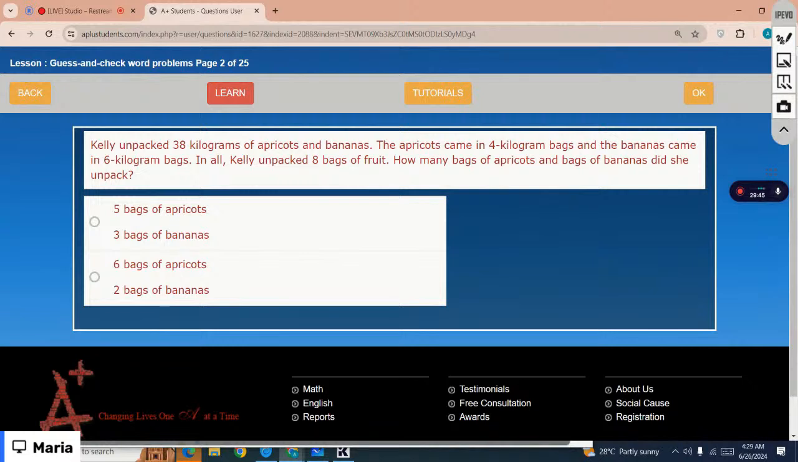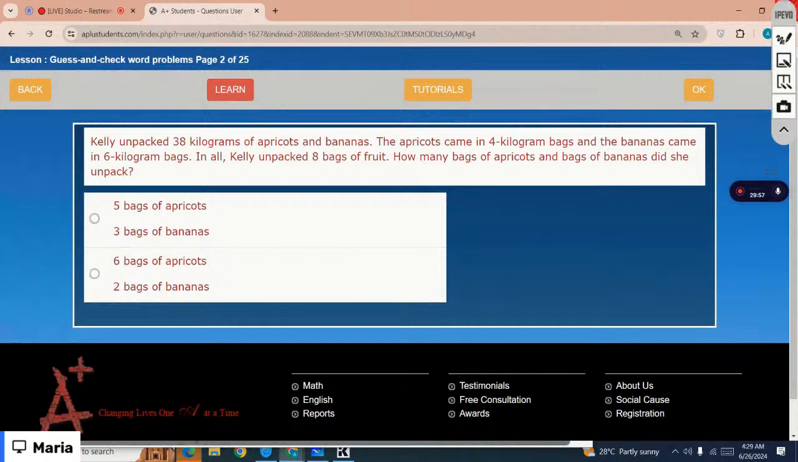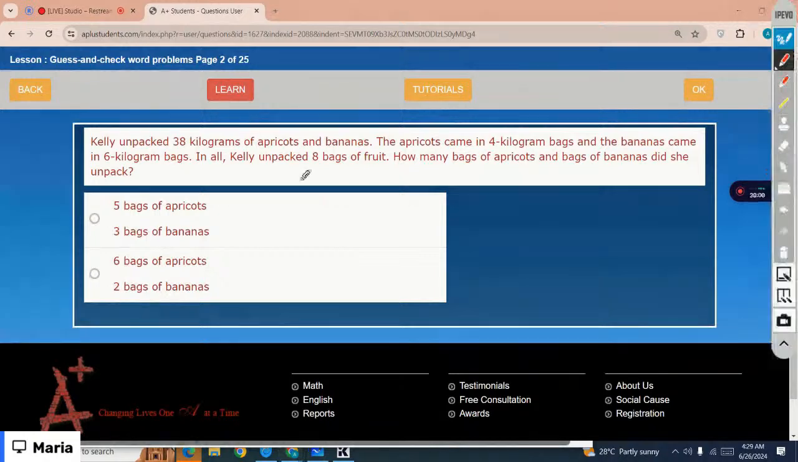Kelly unpacked 38 kilograms of apricots and bananas. The apricots came in 4 kilogram bags and the bananas came in 6 kilogram bags. In all, Kelly unpacked 8 bags of fruit, right?